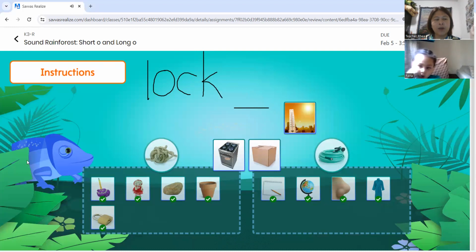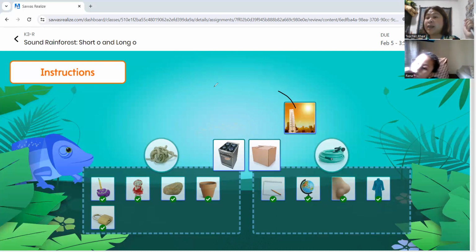Next is, what is this picture? Do you know the next picture? What is it? Hot. Yes, hot. The weather is hot today. Is it hot in Saudi? Is it hot there? Yeah, it's hot.